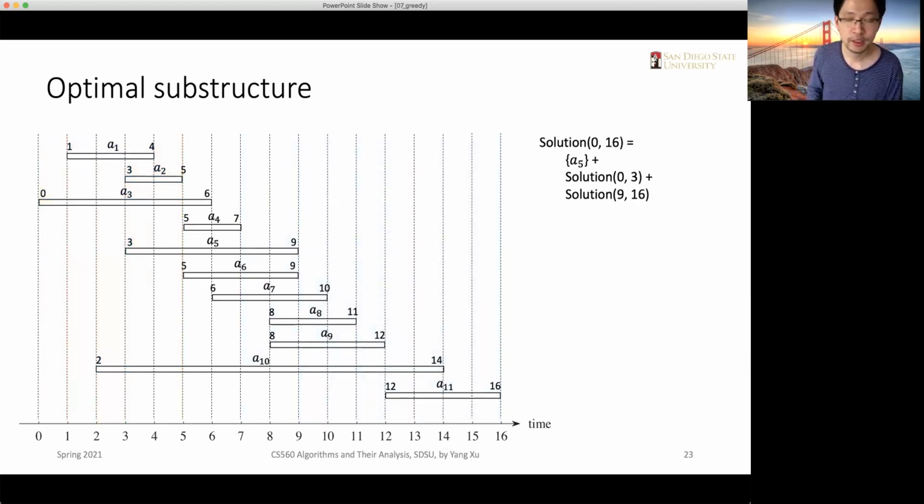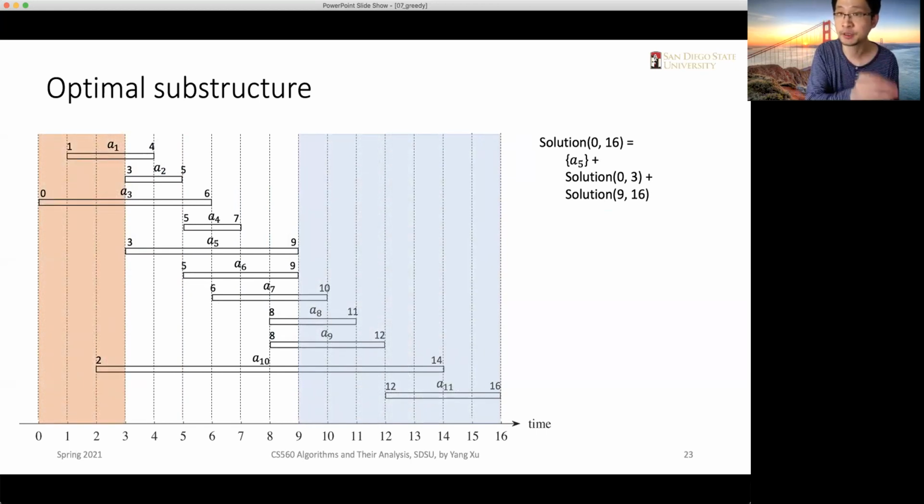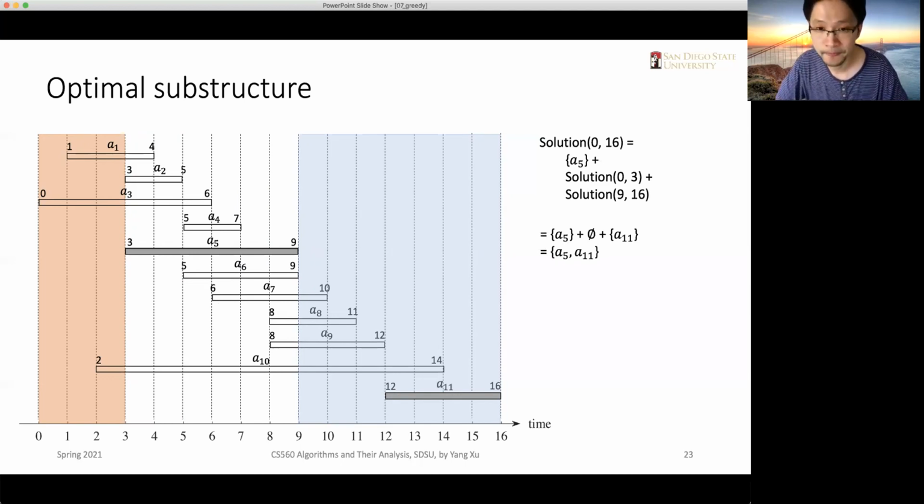But what if we select A5 as the central activity? Then to the right we have from 9 to 16, and to the left we have from 0 to 3. That's also two regions to select, okay? But this time we are not lucky because A5 is too wide and it cancels out a lot of space. So if we choose A5 first, then there's actually only one compatible activity left, which is A11, right? So in this case, the solution becomes A5 and A11, which is obviously not an optimal solution, okay?